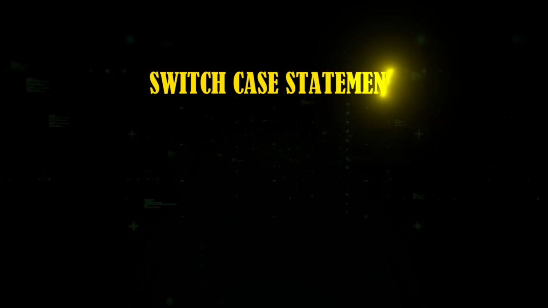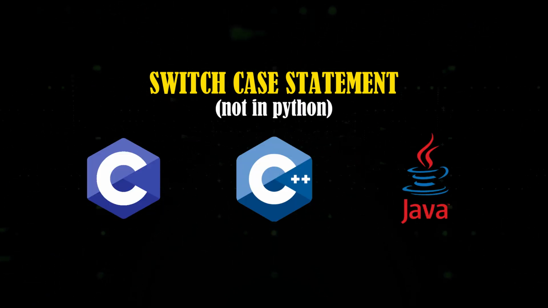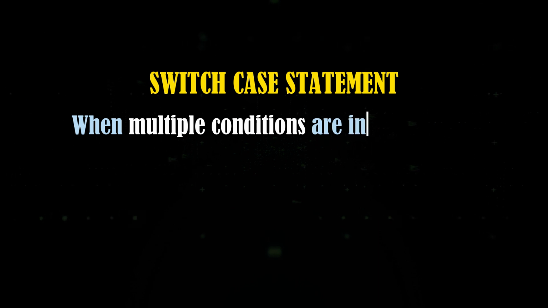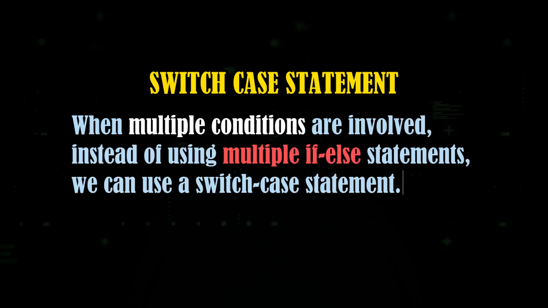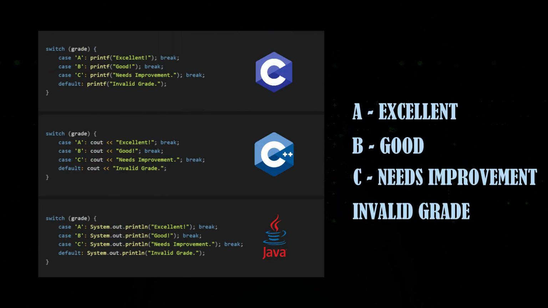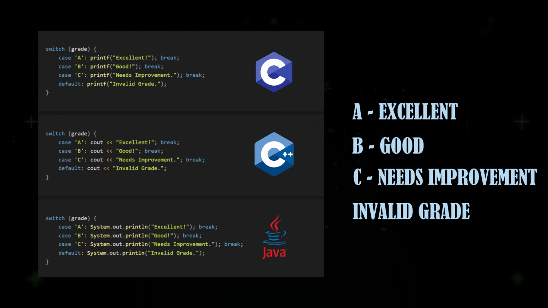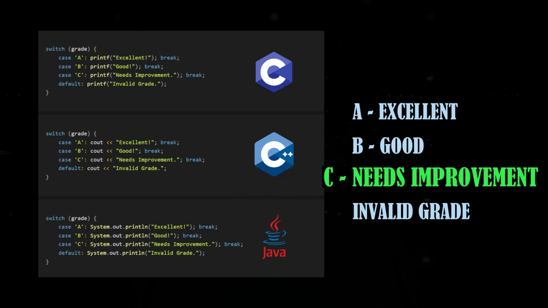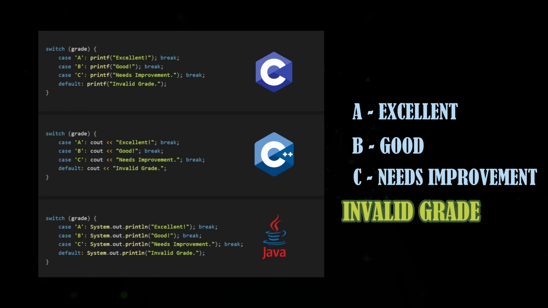Switch case statement. Only in C, C++, and Java. When multiple conditions are involved, instead of using multiple if-else statements, we can use a switch case statement. Here, based on the grade, a different message is displayed. If the grade is C, it prints excellent, for B it prints good, and for C, it prints needs improvement. If none match, the default case executes.